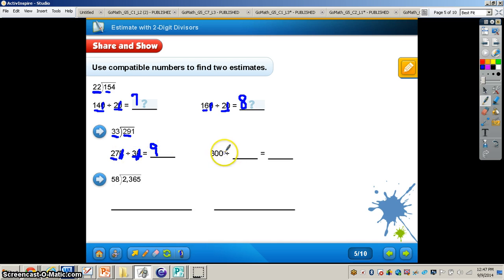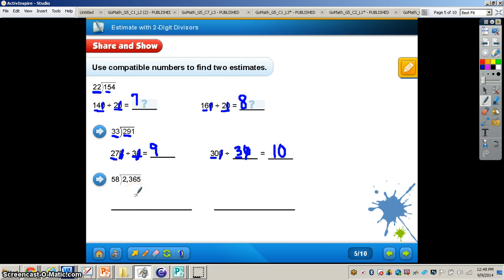Now another thing that we can do is change that 291 to 300, keeping that 33 at a 30 there. Okay, we can cross out a 0 in my dividend, cross out a 0 in the divisor, and then just simply divide the compatible numbers. 30 divided by 3 giving us 10.